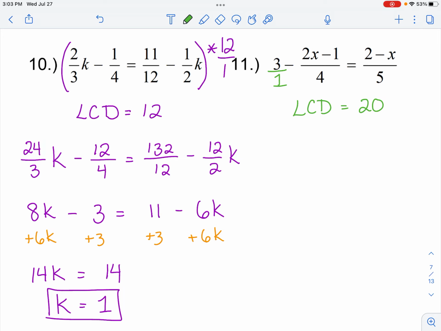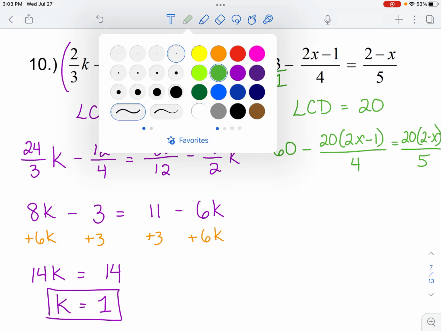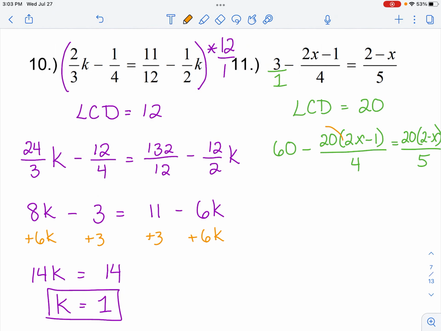So I have to do 3 times 20 is 60. All right, now this next one's going to look a little weird at first. I'm going to do 20 times 2x minus 1. I'm going to divide it by 4. I'll explain why I wrote it that way in a second. I'm going to do 20 times 2 minus x over 5. So I multiplied everything by 20. Now, why did I leave it like that? What are you doing, Miss Morrow?